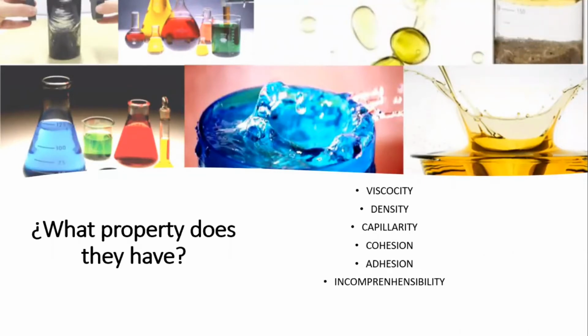We have six types of properties, which starts with the viscosity, and it is when the movement of the liquid is equivalent to friction in solids. An example of this can be honey. The density is the quantity of mass that we have in a volume. The capillarity is when the fluid has the ability to climb a surface.